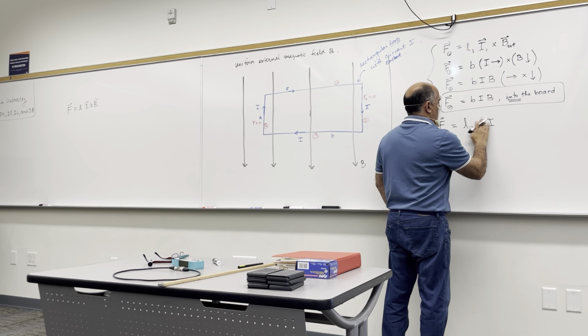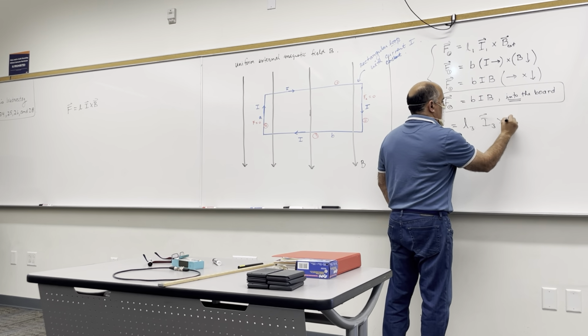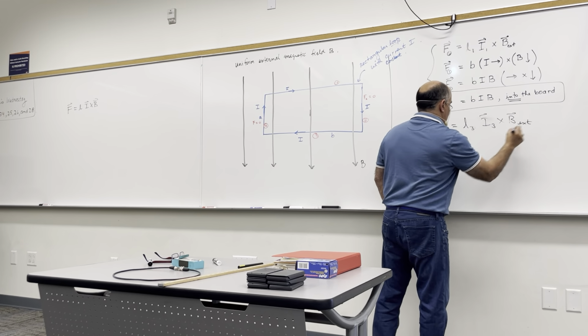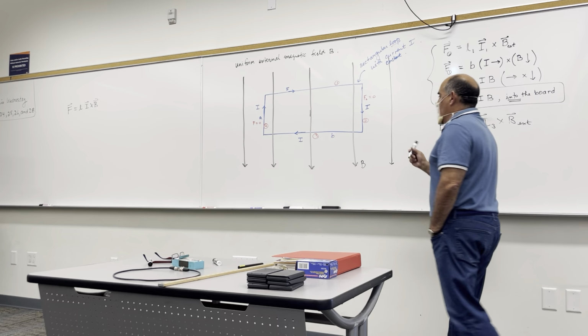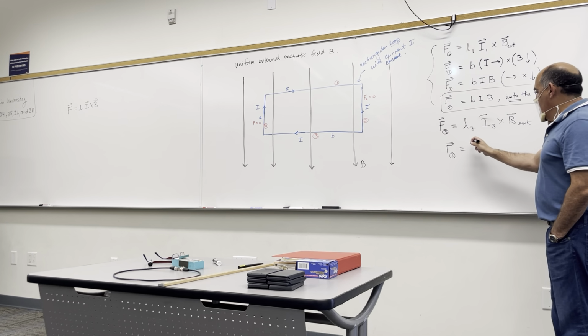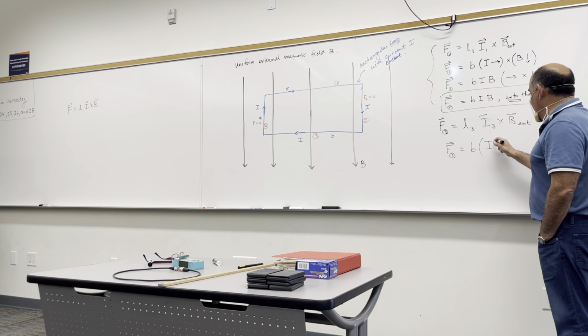Well, I'll write it out. I'll write down the formula and then plug in the cross into the external magnetic field. So the force on segment number 3 will be the length of segment number 3. What is the length of segment number 3? B. What is the current in segment number 3? I to the left, right?